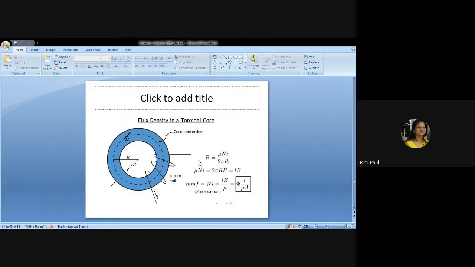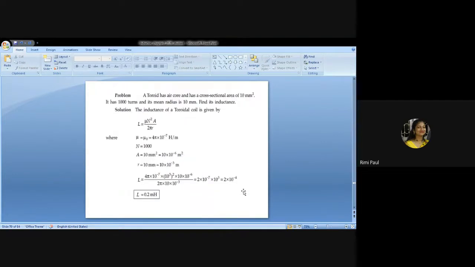Now what is L? L is the circumference of the circle. R is the radius, so we can take 2 pi R. Now which radius are we taking? We are taking the mean length path of this magnetic core, right? So from here we can write that mu Ni is equal to 2 pi R into B. Now 2 pi R is equal to L. So Ni is equal to MMF, that is equal to LB by mu. So phi by A, L by mu, that is the ampere turns.